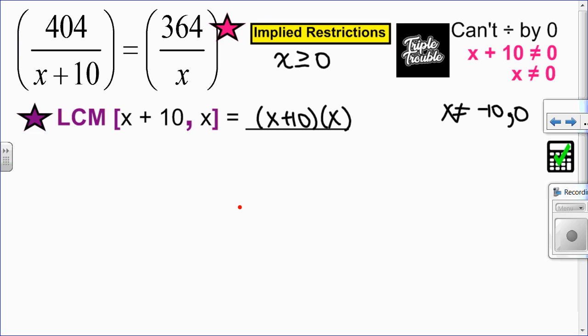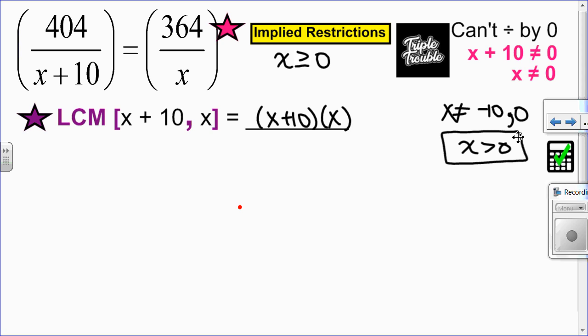So we want to try and find a way, if possible, to combine all these restrictions together. So first of all, it can't equal 0, so I know it's greater than 0. And it can't be negative 10. Well, that's taken into account with the implied restriction. So here's my restriction that covers everything. It shows that speed can't be negative. It shows the denominator can't be negative 10 or 0. Now we're ready to solve.